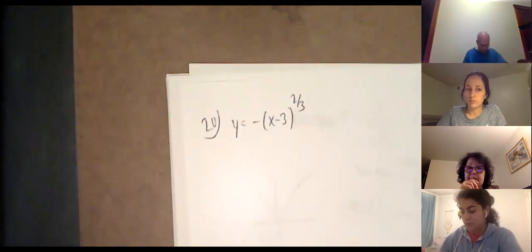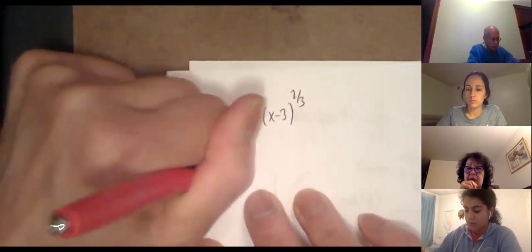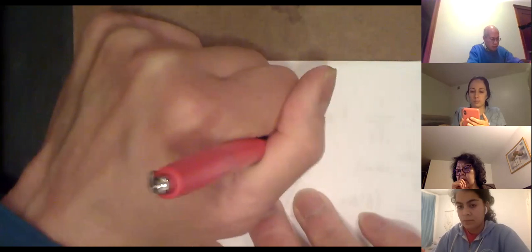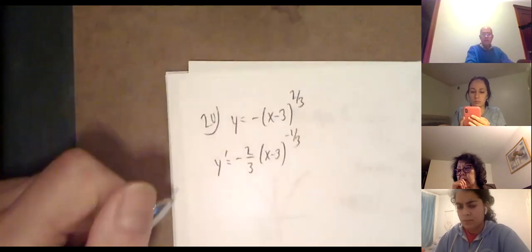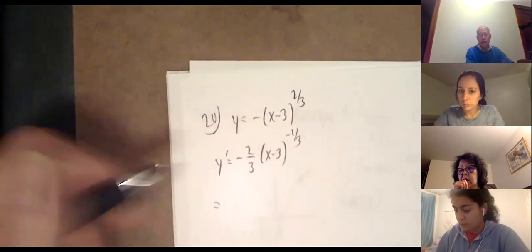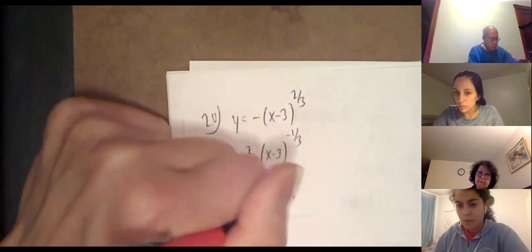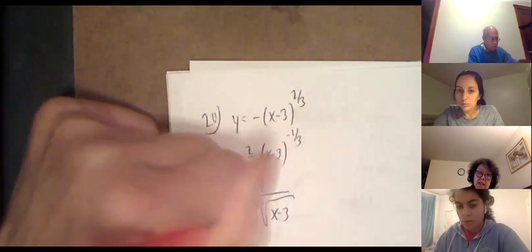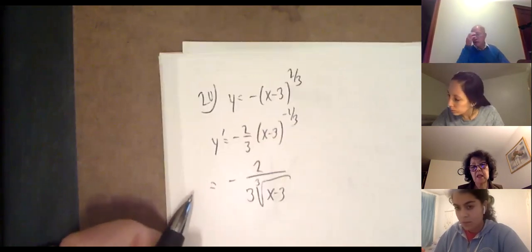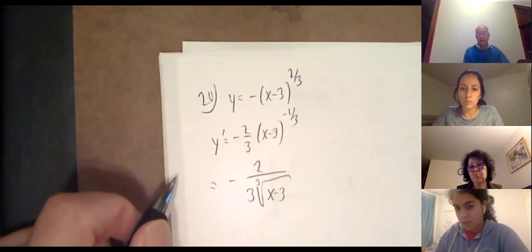It's probably very similar. So y prime is -2/3 times x minus 3 to the -1/3. This is very similar because that's the same as last time. It's going to be a cube root on the bottom. So -2/3 times the cube root of x minus 3. So yes, the problems are in pairs. 20 and 19 are very similar.